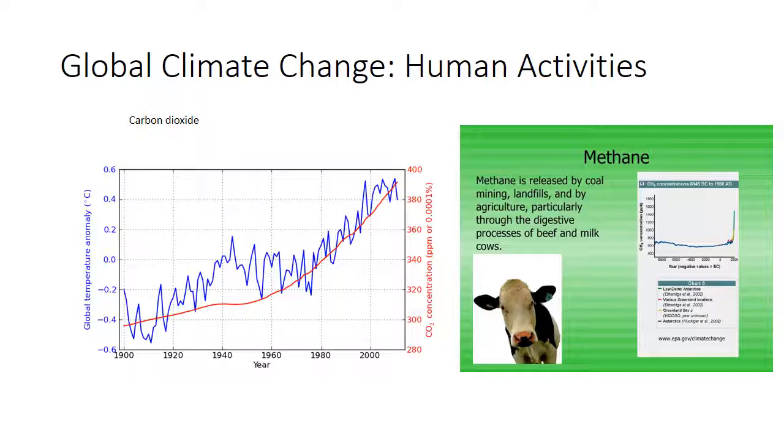How do human activities contribute to climate change? In the left slide, you see global temperature. It says anomaly, so it's like a deviation from the average, a measurement of the number of degrees that was recorded, in this slide, in the year 1900.